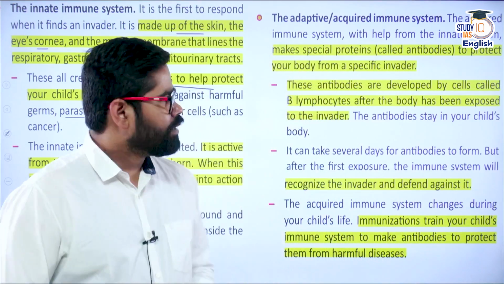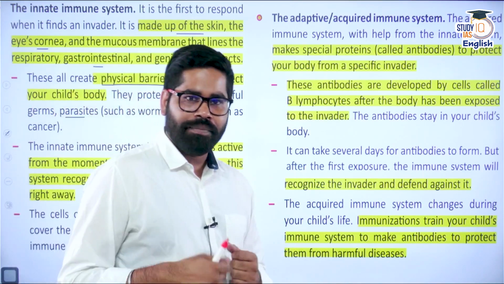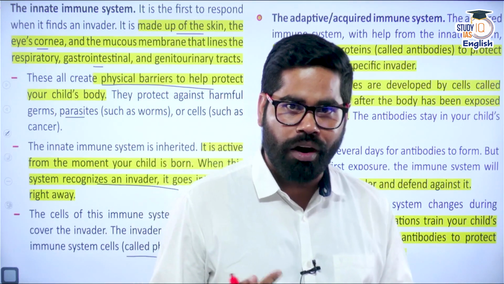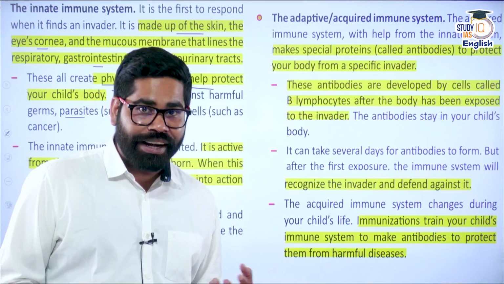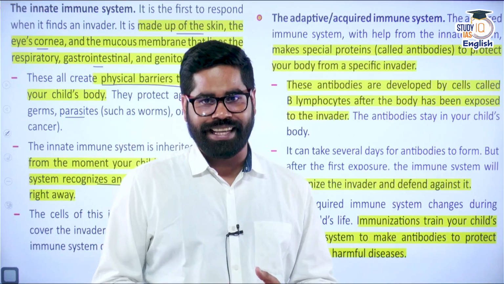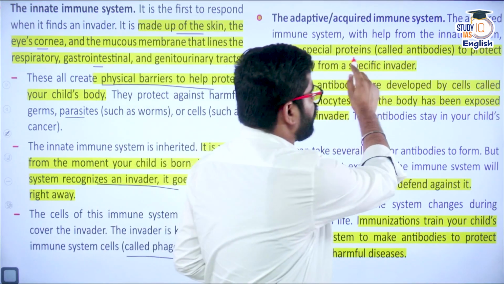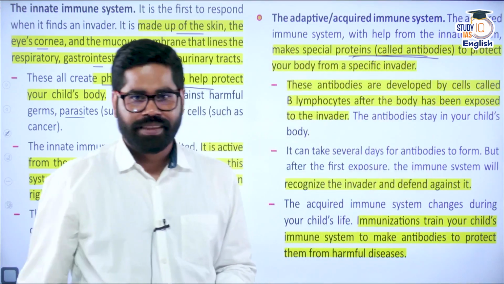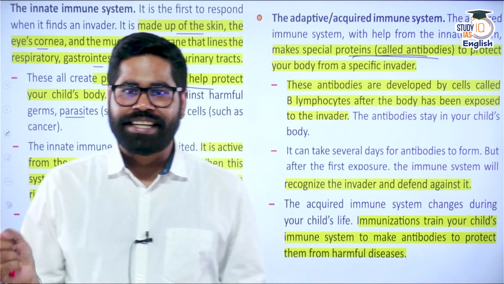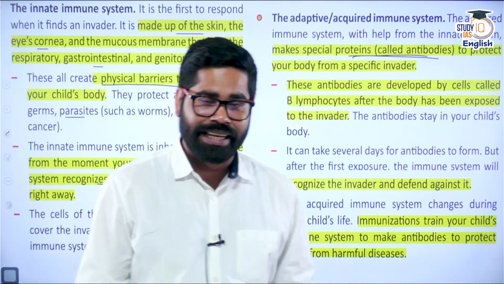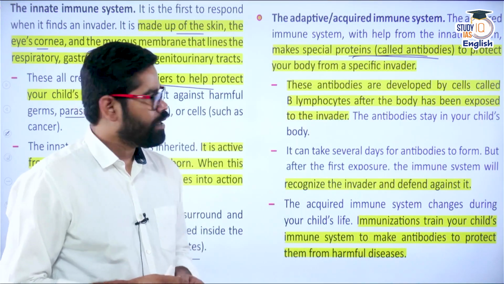Okay. Then on the other hand, we have the adaptive or acquired immune system. Basically, it is about the evolution of our immune system, how the immune system has responded to the emerging threats. And in this case, we have the formation of antibodies. Here comes the role of the lymphocyte cells, which create antibodies, which are also basically proteins, in order to curb the infection.